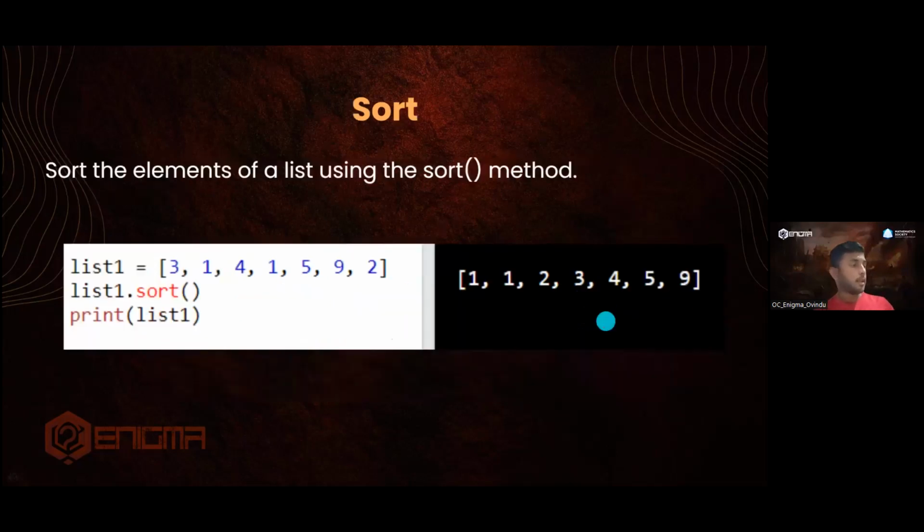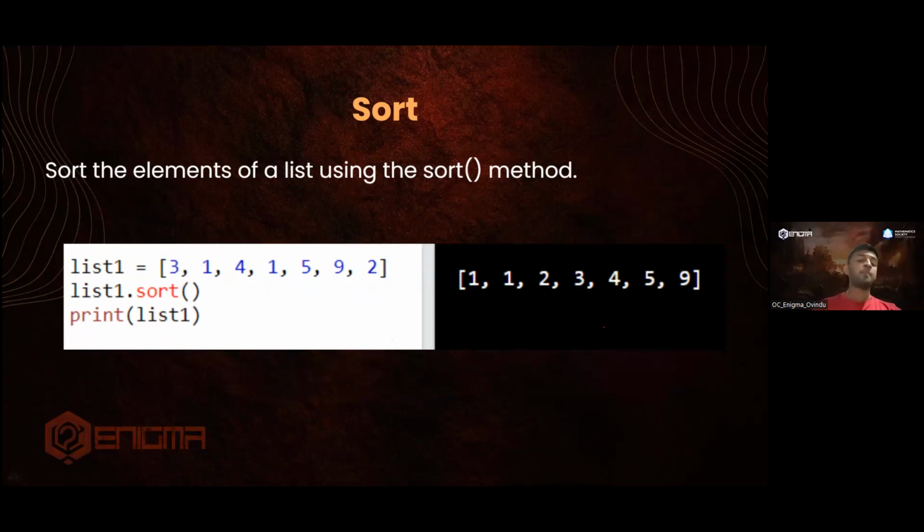So next we have the sort function. I don't have to explain what the sort function does. It will just sort the list alphabetically. It will sort the list numerically if it's numbers, or alphabetically if it contains strings.